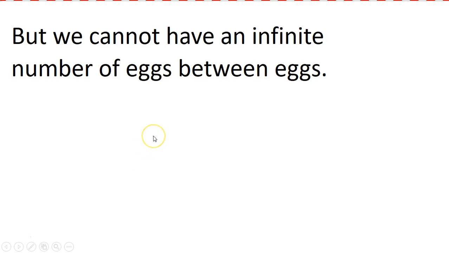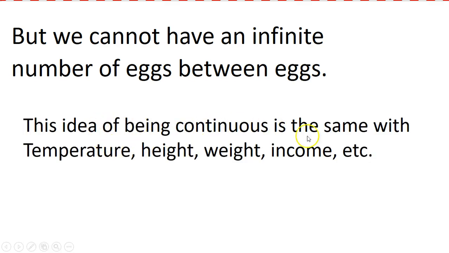But we cannot have an infinite number of eggs between eggs, right? I have 3 eggs, I have 4 eggs. I don't have an infinite number of eggs between there. I either got 3 eggs or 4 eggs, that's it. And the idea of being continuous is the same with temperature, right? It's the same with height, weight, income.